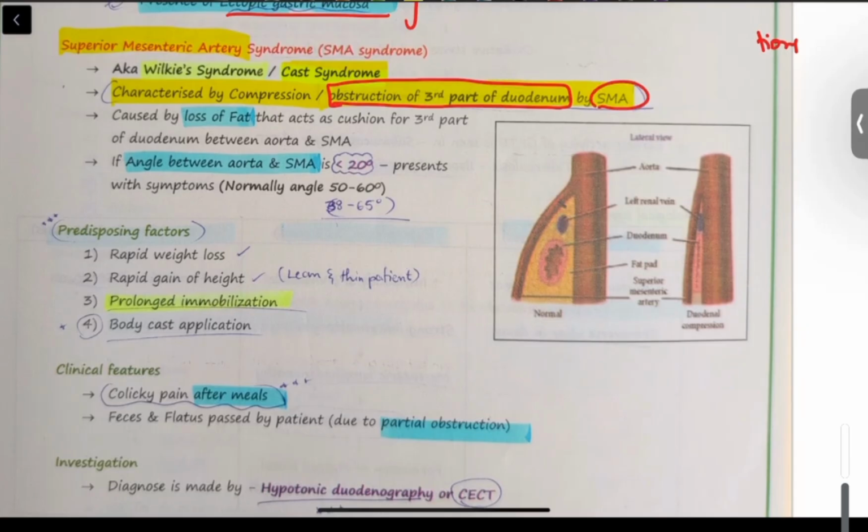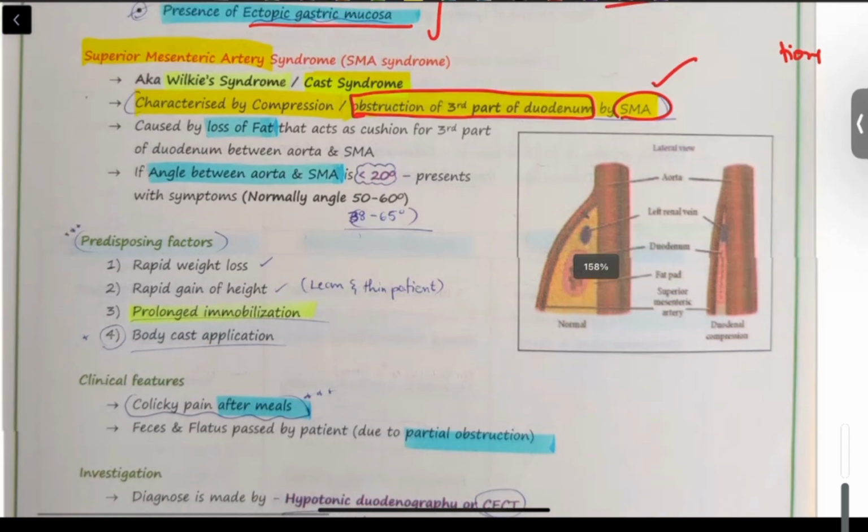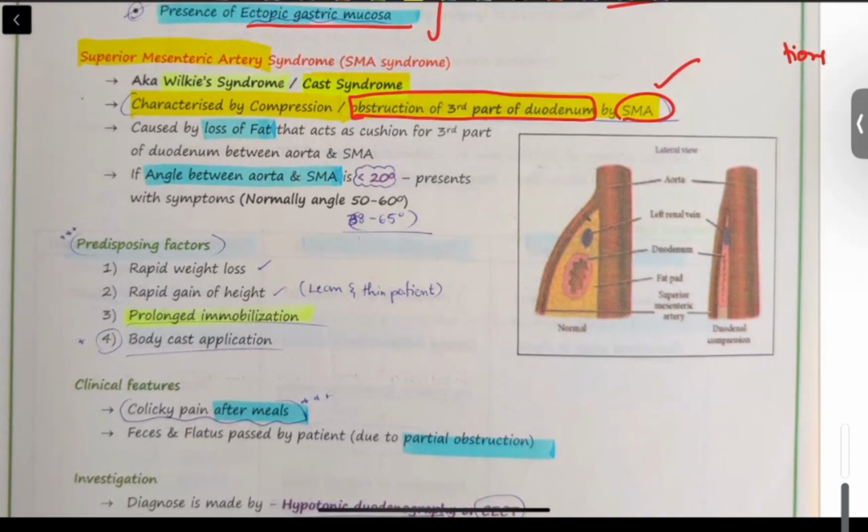That is because of the superior mesenteric artery, hence the name superior mesenteric artery syndrome. Okay, why can this narrowing of angulation between the superior mesenteric artery and aorta happen? It can be because of the loss of fat, which is this yellow tissue we are seeing here. That is fat. Because of that fat, there is pushing of the superior mesenteric artery.